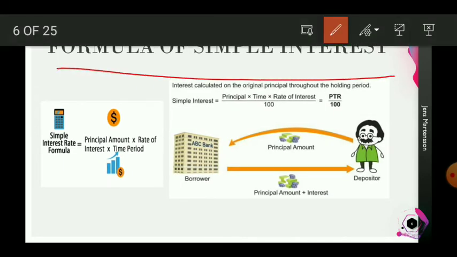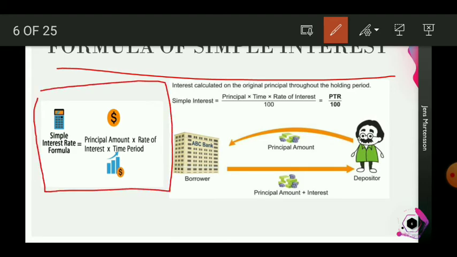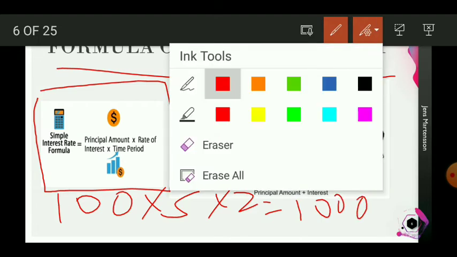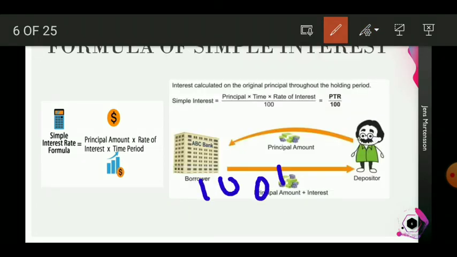It's about the formula of simple interest. What's the formula to find simple interest? It's the principal amount, means I borrowed 100 rupees, into the rate of interest, means 5% interest applied on it, into the time period of 2 months. That gives me 100 into 5 into 2. 5 into 2 gives 10, and 10 into 100 gives me 1000. Then I need to divide 1000 by 100.